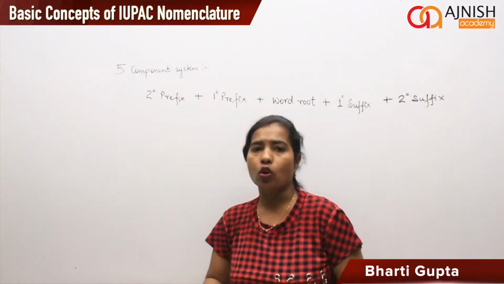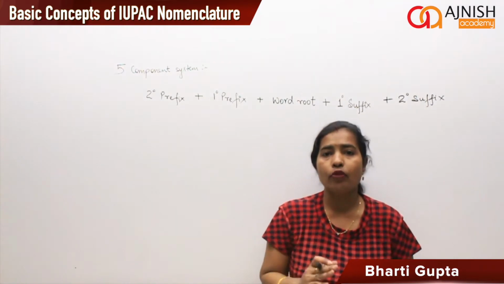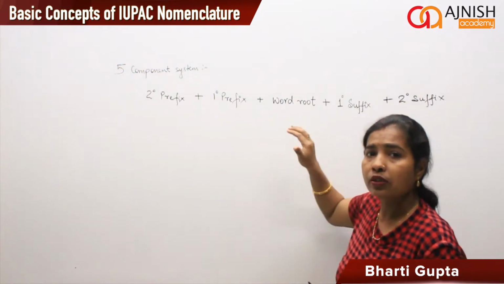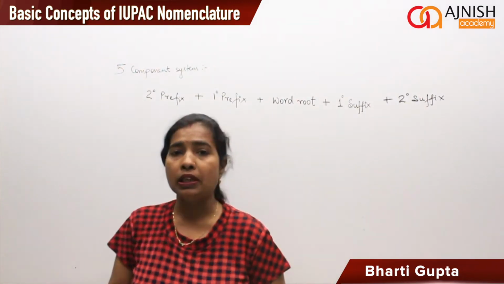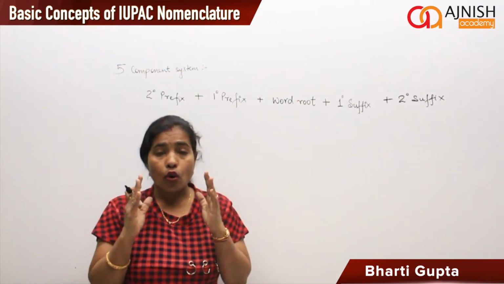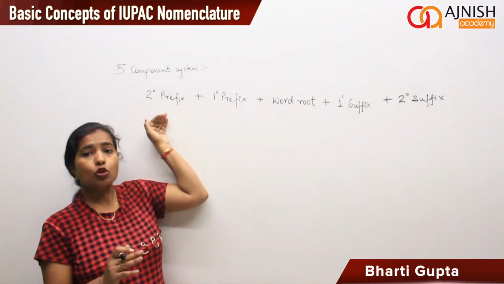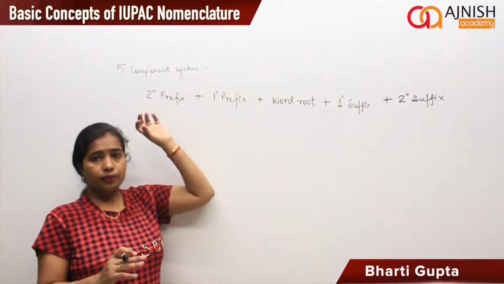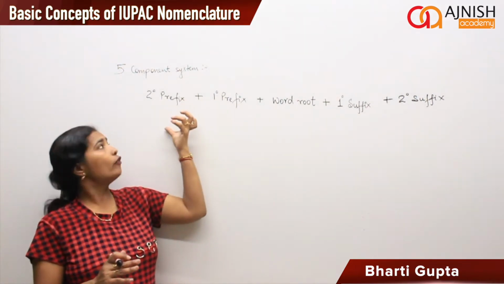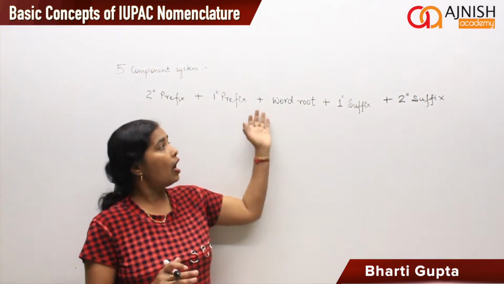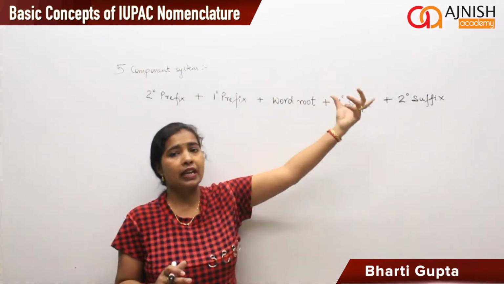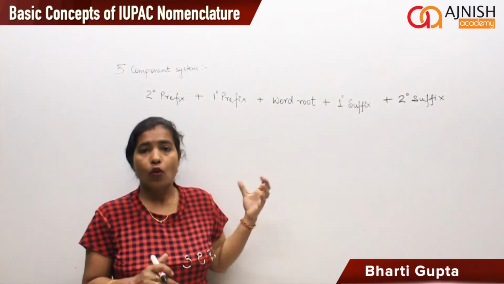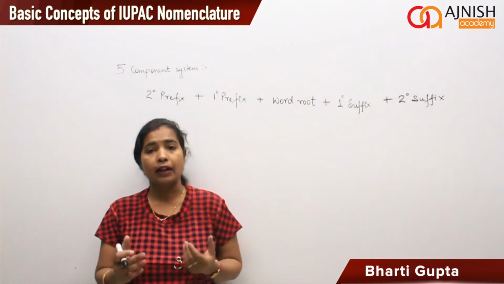However simple or complicated the molecule is, the name of the compound can be divided into a maximum of 5 components, and by keeping these components in mind we can write the correct IUPAC name of any compound. It is also important that these components are written in this sequence only: before the word root we place the secondary prefix and primary prefix, and after the word root we write the primary suffix and secondary suffix. Now we'll learn in detail what these components mean, and what each component signifies in the compound.